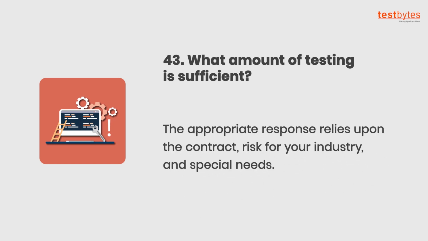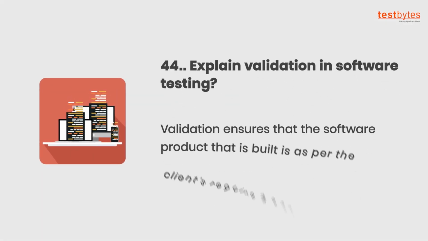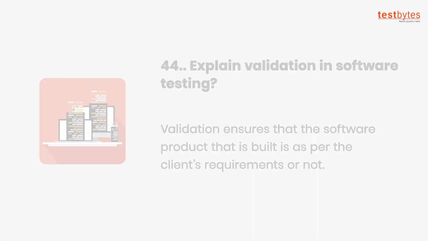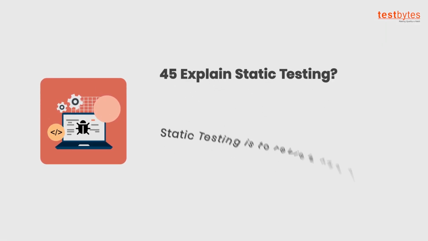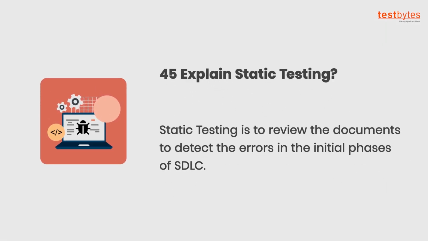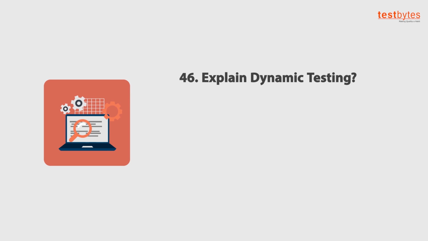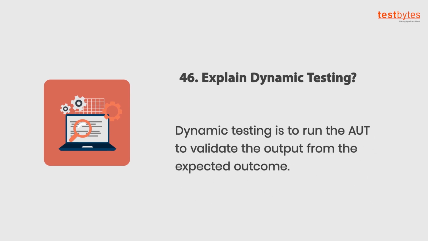Number 43. What amount of testing is sufficient? The appropriate response relies upon the contract, risk for your industry, and special needs. Number 44. Explain validation in software testing. Validation ensures that the software product that is built is as per the client's requirements or not. Number 45. Explain static testing. Static testing is to review the documents to detect the errors in the initial phases of SDLC. Number 46. Explain dynamic testing. Dynamic testing is to run the AUT to validate the output from the expected outcome.